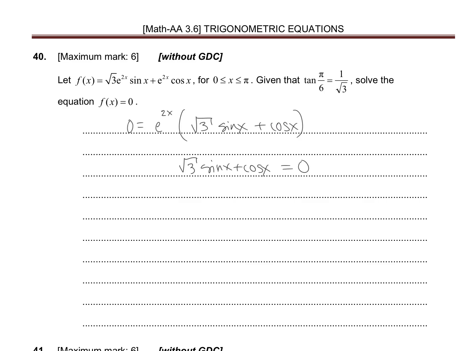equal to 0 and then subtract cosine, divide by it, so divide by just cosine, so we still have -1 on that side, and then sine over cosine is tangent, and we're going to have -1 over root 3.